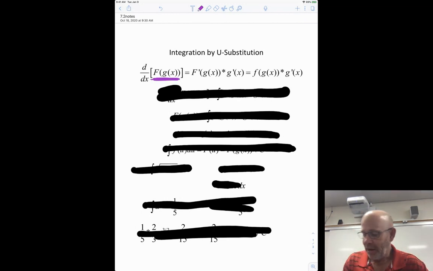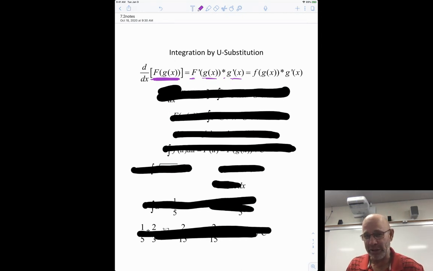Okay. F of g of x. I call it big F for a reason. Okay. So what I did was I started with a composite function. And I'm kind of working backwards. So I'm taking the derivative of that composite function. So what you're seeing in this first step here is the chain rule. It's f prime of g of x times g prime of x. That is the chain rule, right?